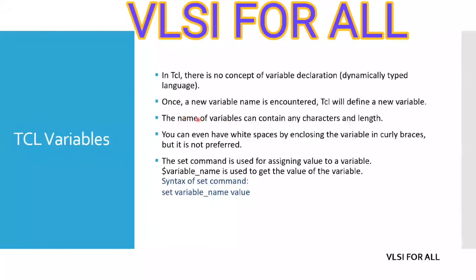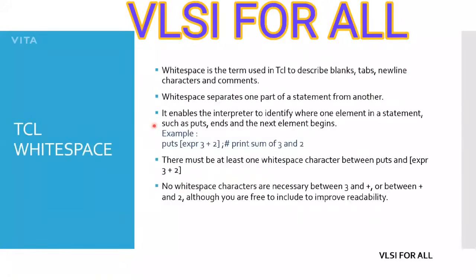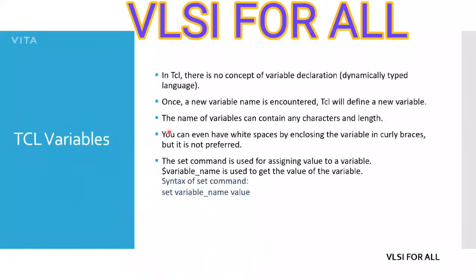The name of variables can contain, okay, we know how to define a variable. We know the identifier rules from the previous slides, so these are all the rules which have to be remembered when declaring a variable. If you have a white space in a variable name, you can enclose it with curly braces, but it's usually not preferred because it is prone to error sometimes. We might miss it. It's better not to write that way.